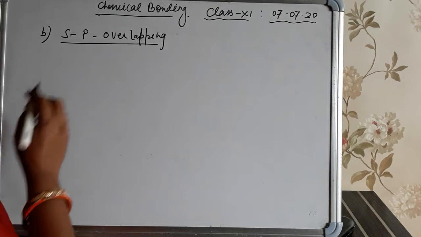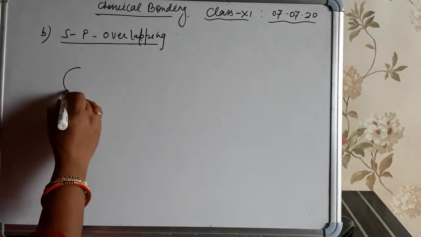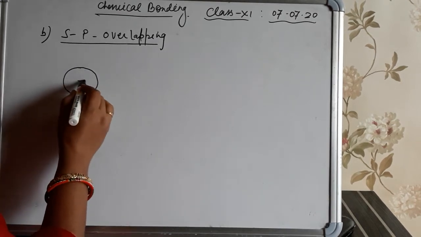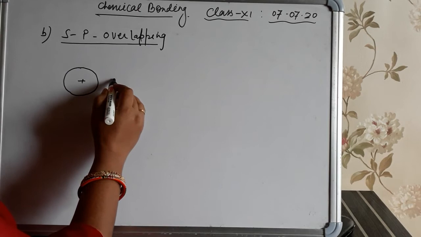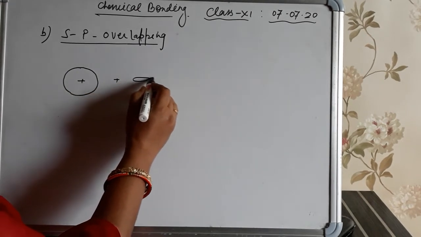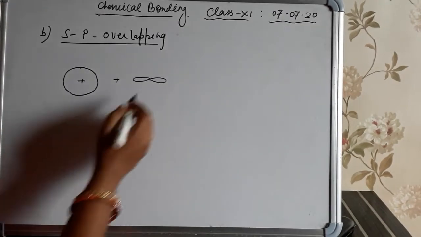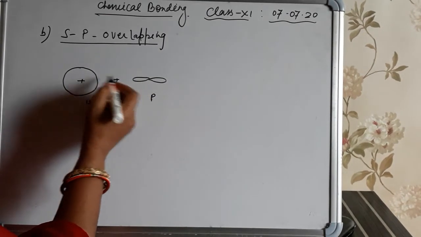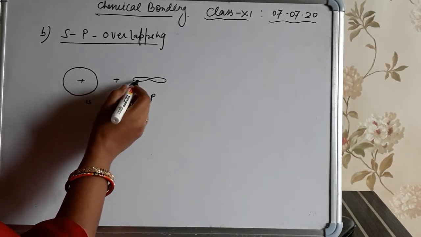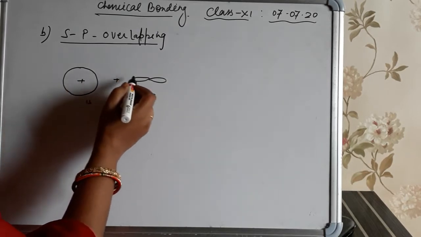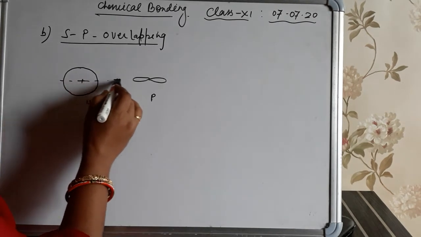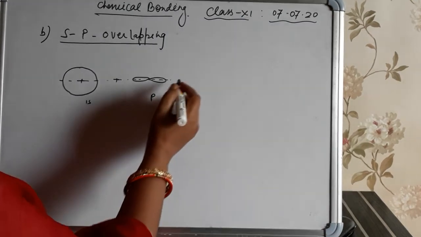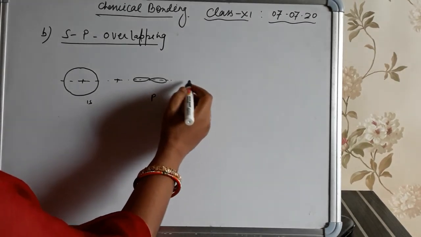S orbital and P orbital. As we know, the S orbital is symmetrical, spherical in shape, and the P orbital is dumbbell in shape. It is P and it is S. When the overlapping or penetration takes place between two different orbitals, S orbital or P orbital, along the axis, we will study about the overlapping that takes place along the axis, meaning axial overlapping.